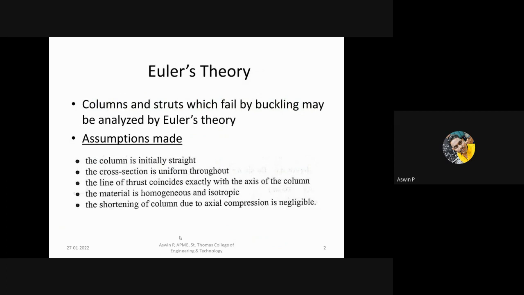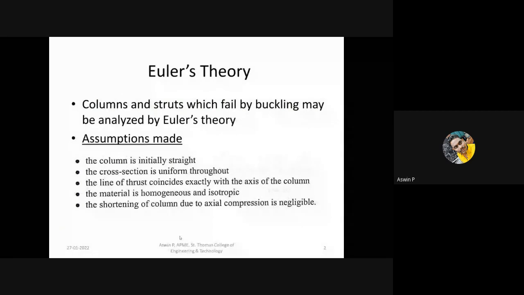So first of all, you must write some assumptions of Euler's theory. It's very important. So please write down the following assumptions. The column is initially straight. Second, the cross section is uniform throughout. Third, the line of thrust coincides exactly with the axis of column. And the material is homogeneous and isotropic. Shortening of column due to axial compression is negligible. These are the assumptions we are considering while deriving Euler's theory.